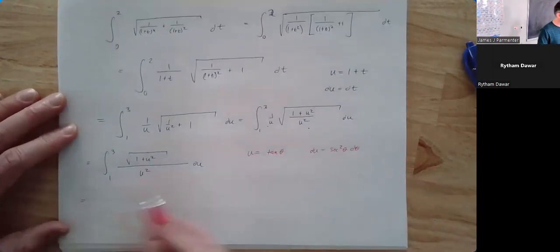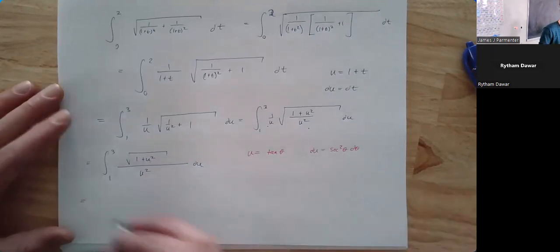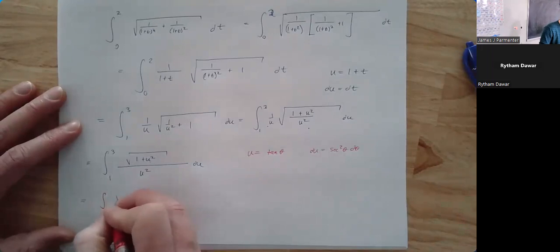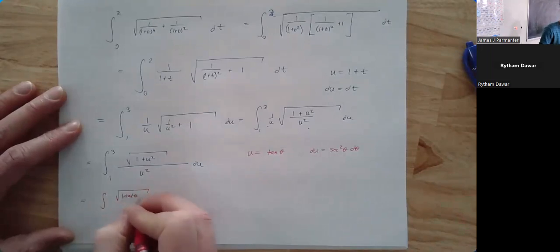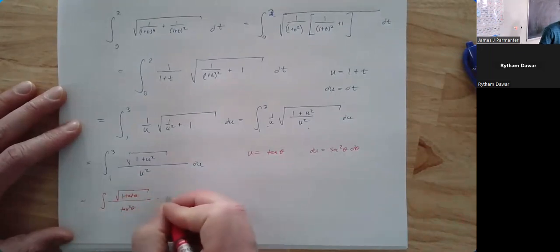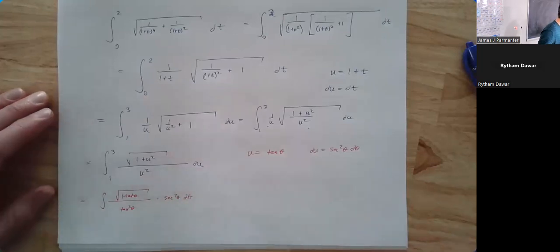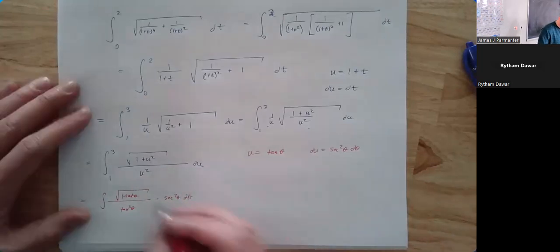I probably wouldn't change the limit of integration here because I don't want to write arctangent of 3. That seems dumb. So I'll just write the integral of the square root of 1 plus tangent squared over tangent squared times secant squared. Yeah, fine, we might as well finish it off here.